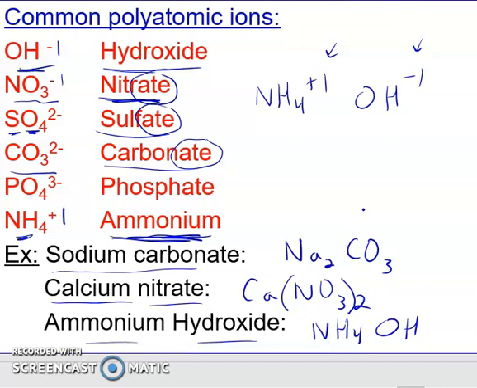So not too much more difficult, really the same thing as we've done before, except now you have to keep these as a group. This whole thing would be the +1 charge, so you keep it as a group, you don't split them up, is the idea.